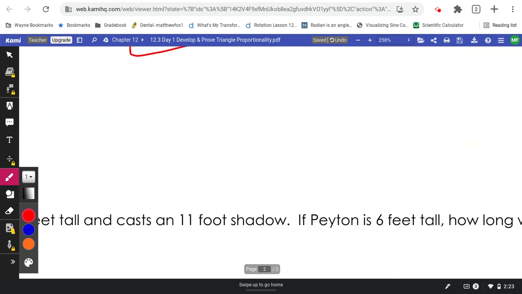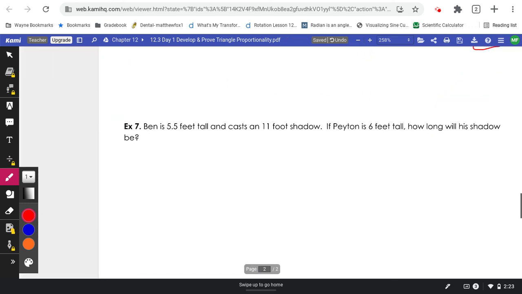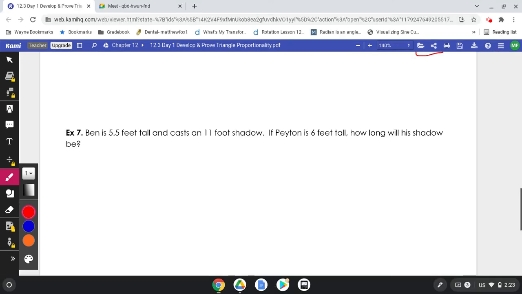All right, we're almost done. One final question. It says Ben is 5.5 feet tall and casts an 11-foot shadow. So let's draw this situation. He is 5.5 feet tall and casts an 11-foot shadow. So 5.5 feet, 11 feet. We know if he's standing up, his shadow will be flat on the ground, so that's forming a right angle.